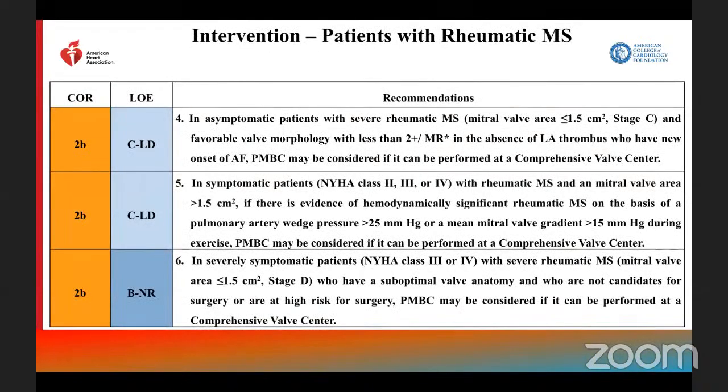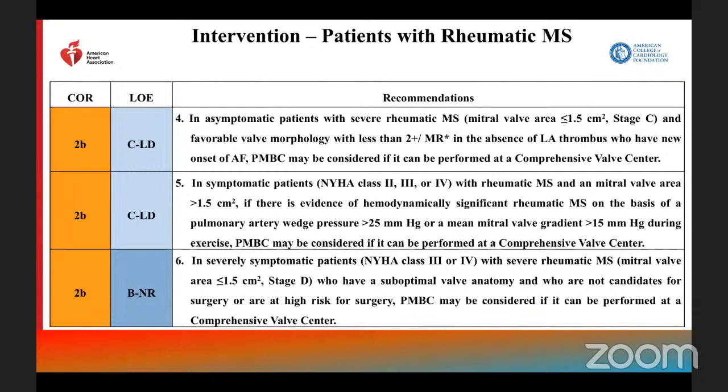For asymptomatic patients with severe rheumatic MS, mitral valve area less than or equal to 1.5 and favorable valve morphology with less than plus 2 MR and absence of LA thrombus who have new onset AF, percutaneous mitral balloon commissurotomy may be considered if it can be performed at a comprehensive valve center. That's class 2B, level C.